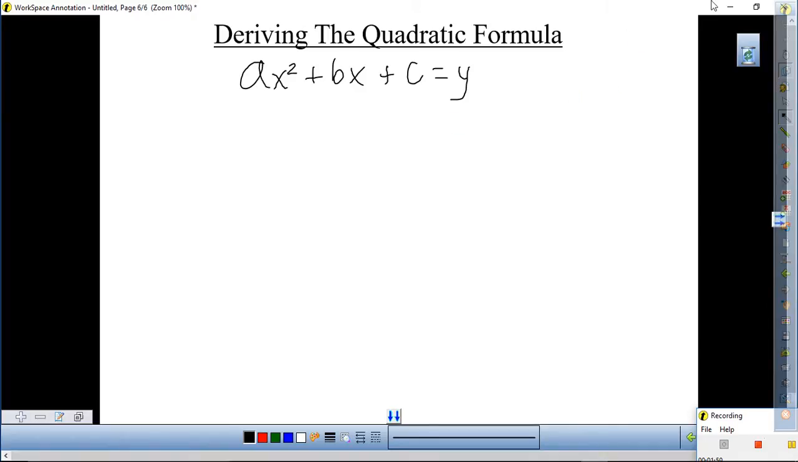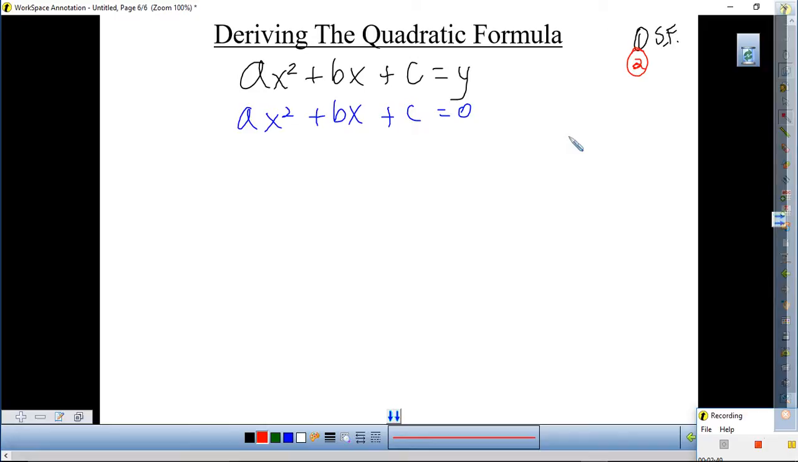Everyone, what is step one when solving a quadratic equation? Is it in standard form? Yes. But in order to solve this equation, y needs to be what? 0. So I need to rewrite ax squared plus bx plus c equal to 0. Are we there so far? Yes. Okay. Step 2 for completing the square.